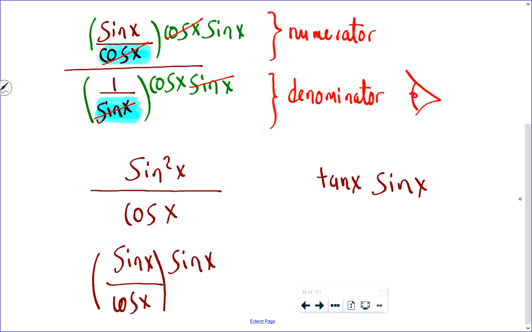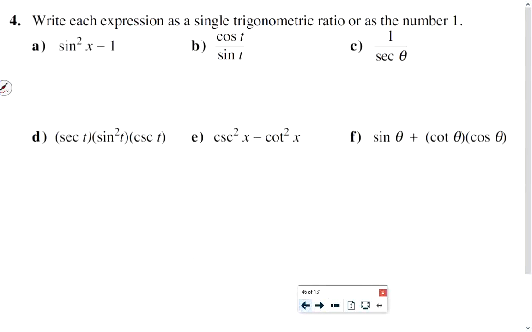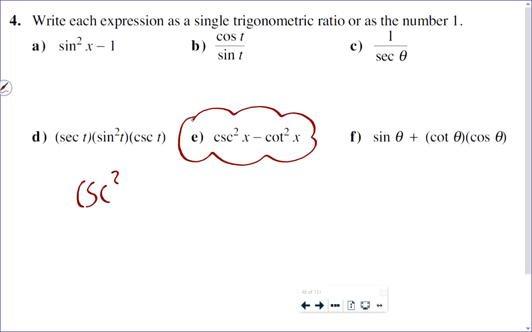4E? So we have cosecant squared of x minus cotangent squared of x. Now, I want to spend some time with this. What would happen if we converted everything to sines and cosines? Because that's a suggestion, right?